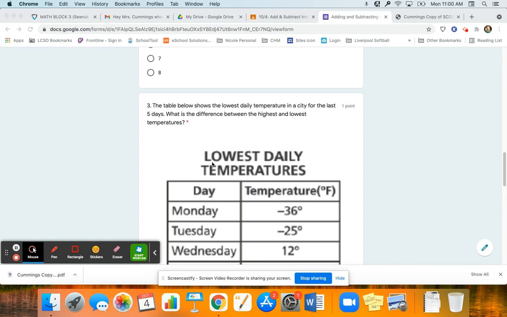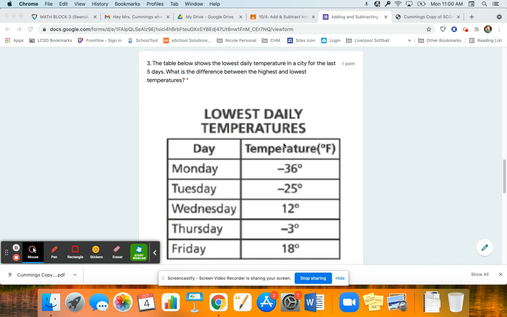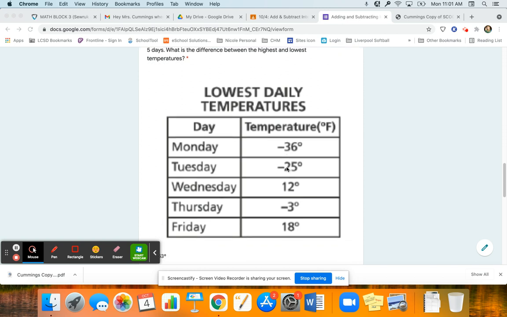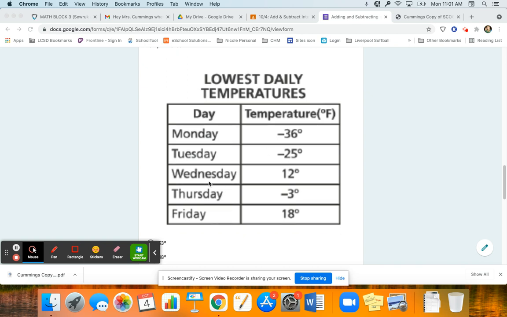Question number 3 says the table below shows the lowest daily temperatures in a city for the last 5 days. What is the difference between the highest and lowest temperatures? So if we're looking here, it seems like the highest temperature is 18 degrees on Friday, and it seems like the lowest temperature is on Monday, which is negative 36. If you are finding the difference, remember you are subtracting. So you could do 18 minus negative 36. Remember, if you do that, you then need to keep, change, flip in order to get your answer.